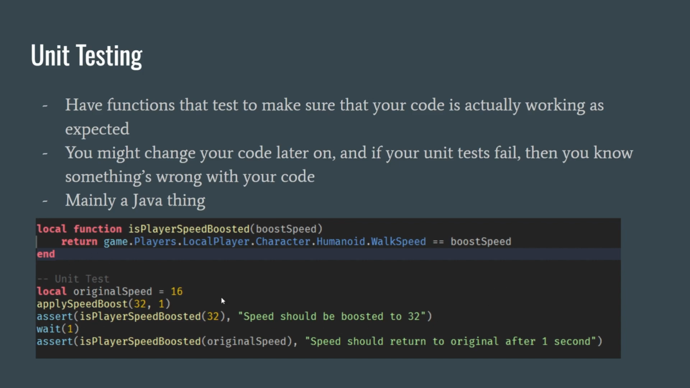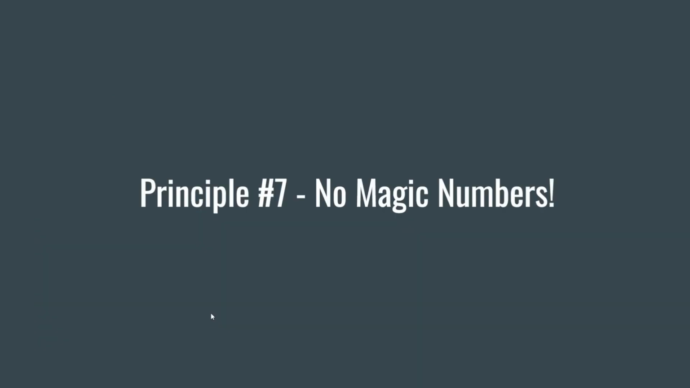It's called a unit test. So it's just making sure that your code is actually working as you want it to work. We have no guarantee that your apply speed boost will set to 32. That's why we have this line right here, 32. So, yep. Oh, there's one more.